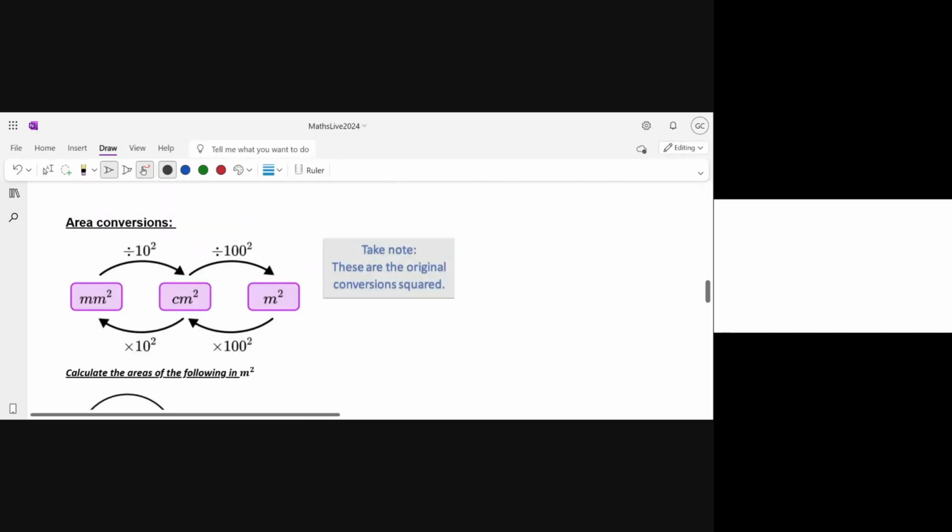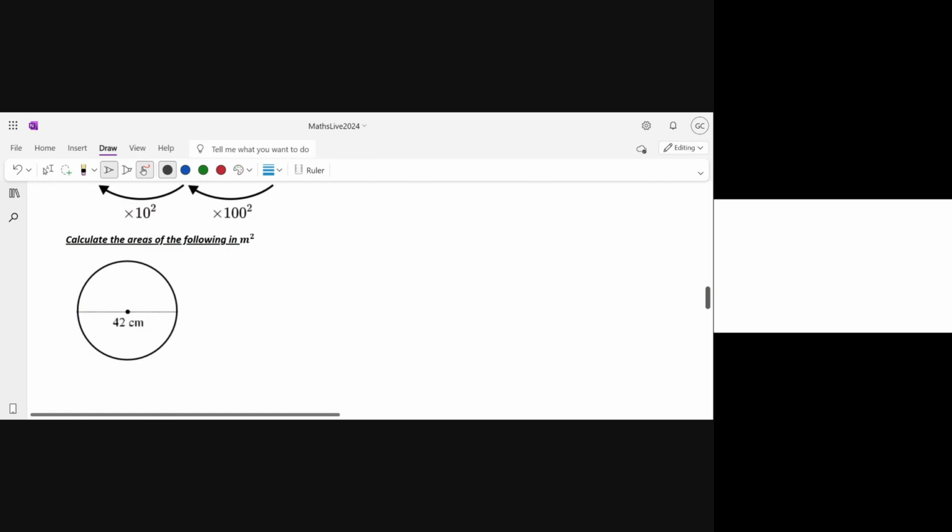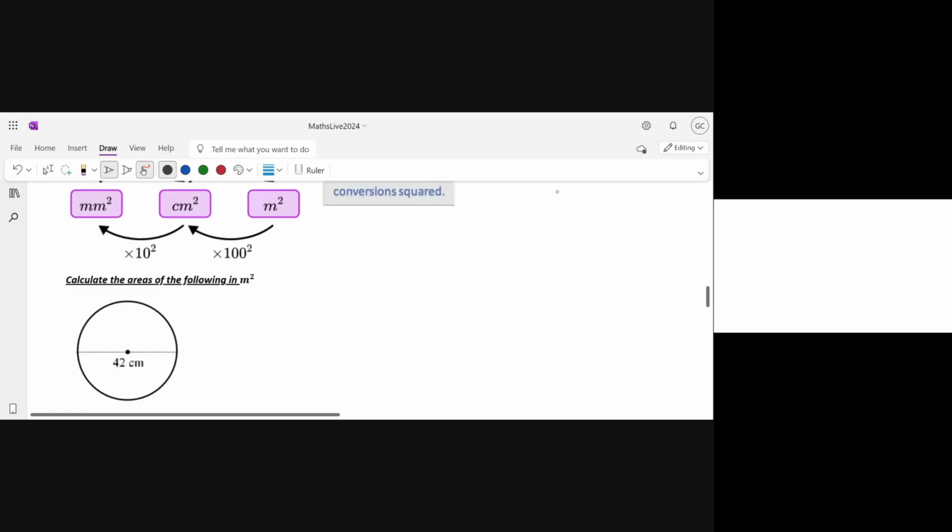Now we're doing area conversions. Before we do area conversions, I want us to think about something a little bit practically. If I said to you guys that the area of a rectangle was 30 centimeters squared, what would the conversion of this be in millimeters squared? Let's think about it. Give me an answer in the chat. What do we know? What would the answer be there?